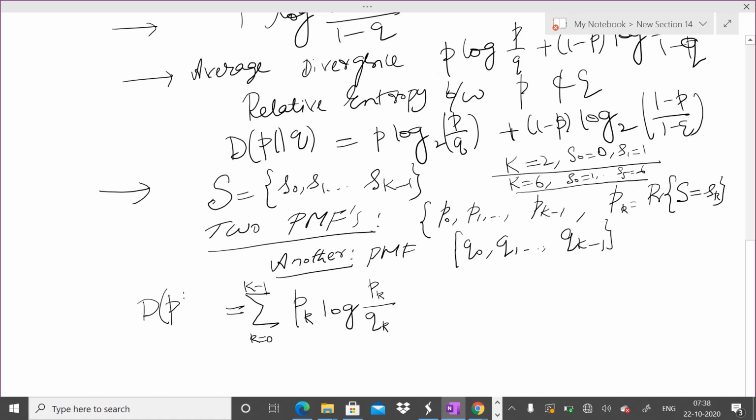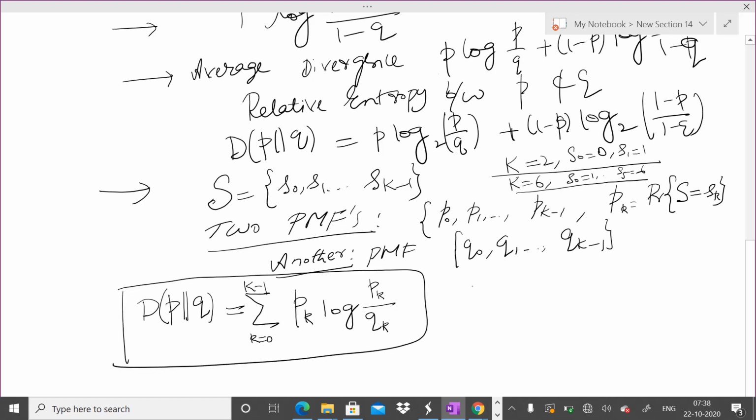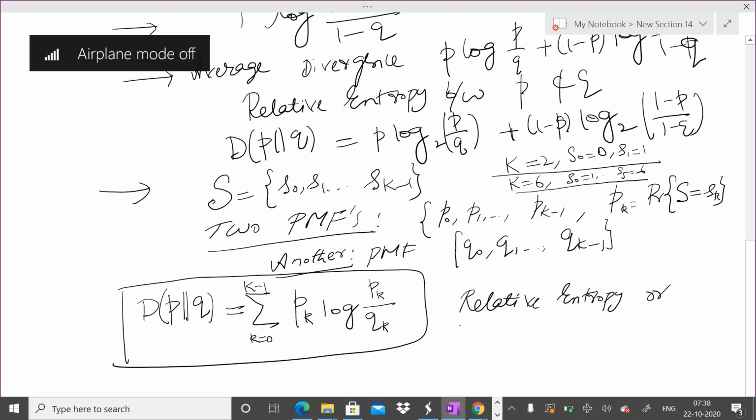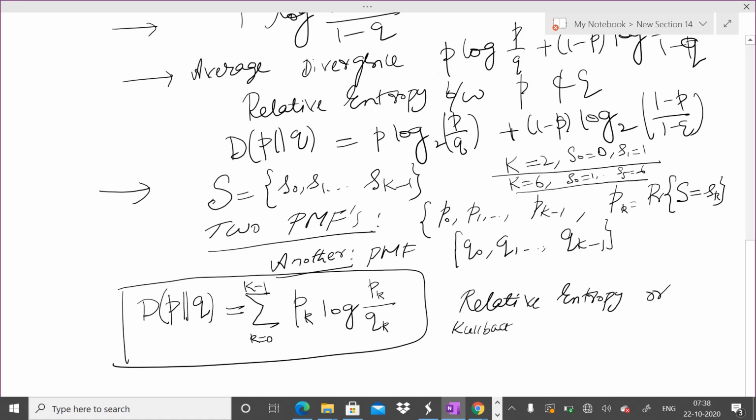The notation is P, the first distribution, then double parallel lines, then Q. This is called relative entropy. Or it has a special name in honor of two famous statisticians, Kullback and Leibler. They were the two who actually introduced this notion. It's called Kullback-Leibler divergence, also called KL divergence.